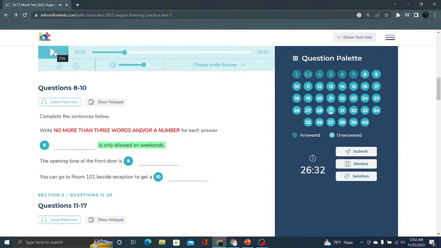Okay, the person was saying, could we invite some friends to hold a party in the garden or lounge? So the answer would be party, P-A-R-T-Y. Party is only allowed on weekends, as she was saying. So on weekends party is allowed, but not on weekdays. I hope you got the answer.